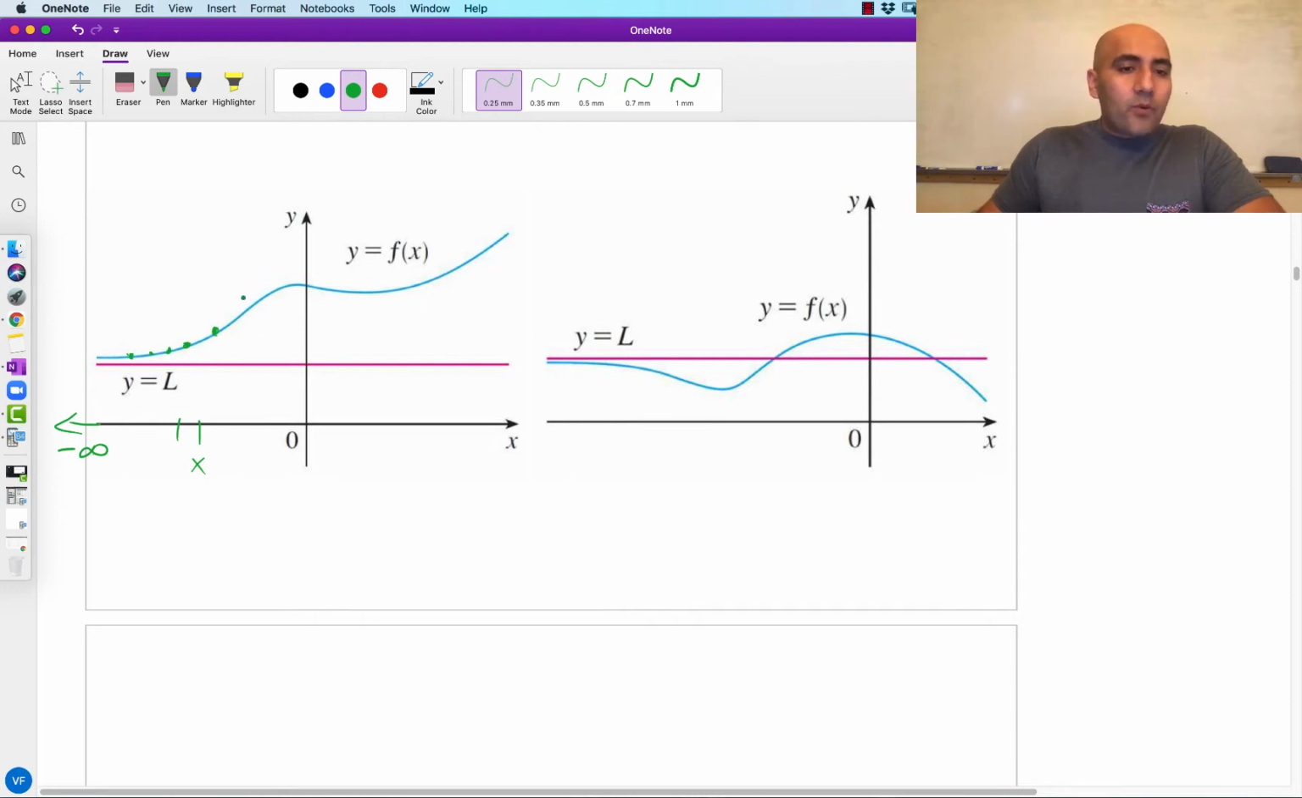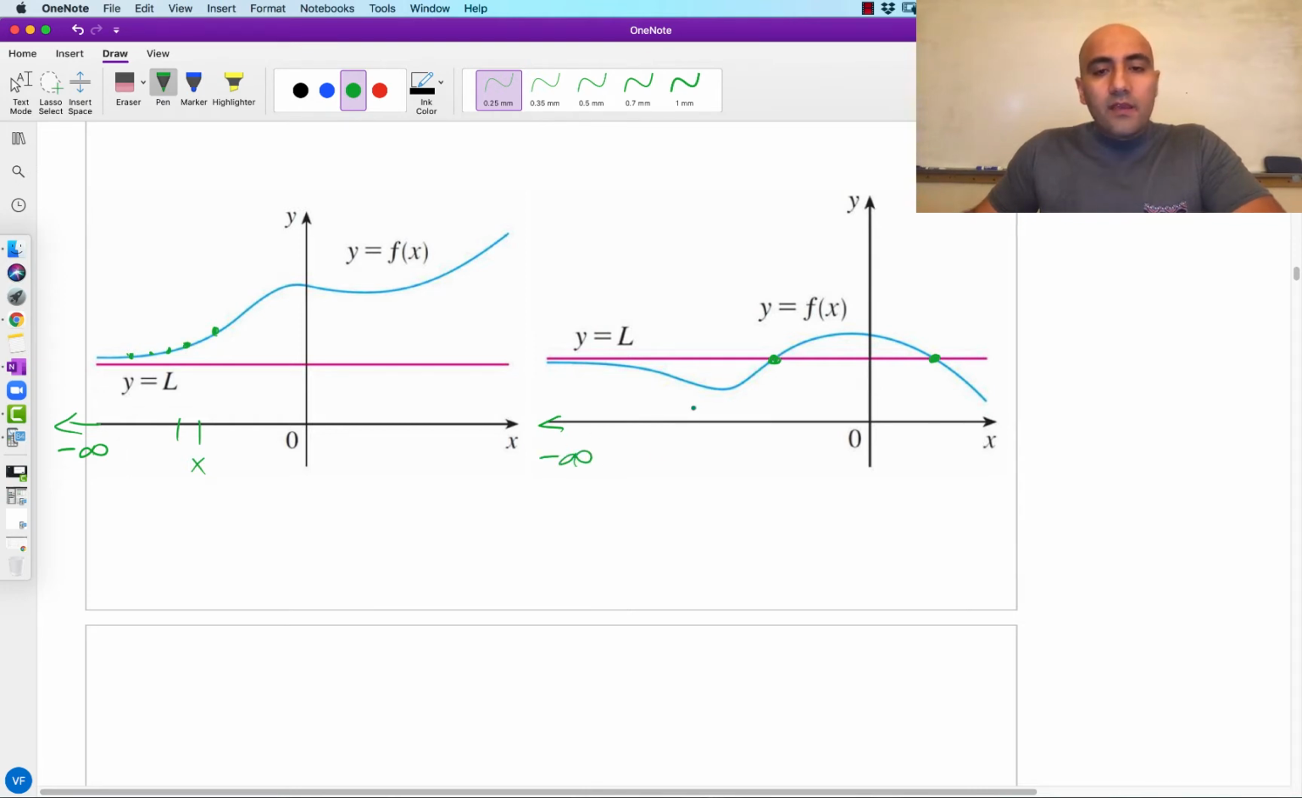So here's an example where they're approaching it from the top. And here's an example where it crosses through it a couple of times, there and there. That has nothing to do with this question. We're interested in what happens as the inputs grow toward the negative infinity direction, that way, right?